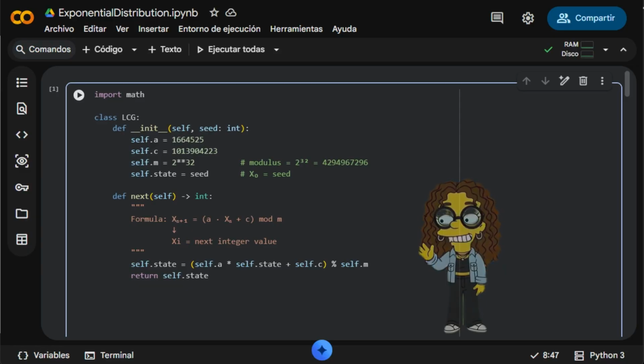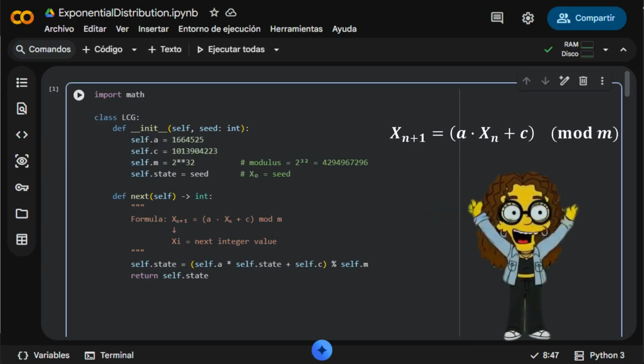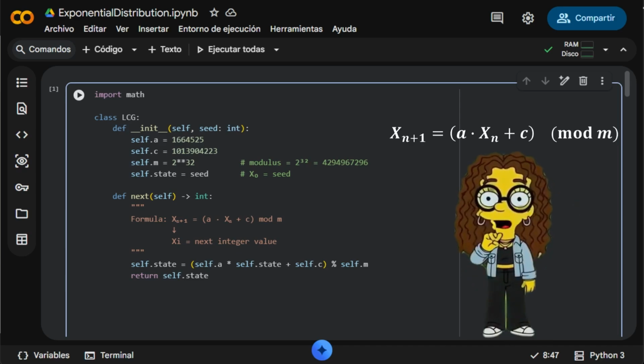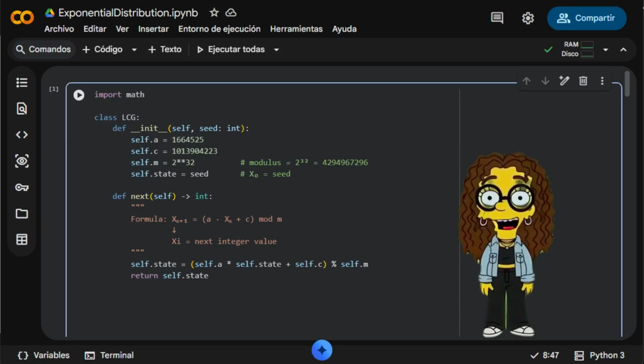What is seed used for? The linear congruential generator formula is used in order to generate a sequence of pseudo-random integers within a range defined by the modulus m.